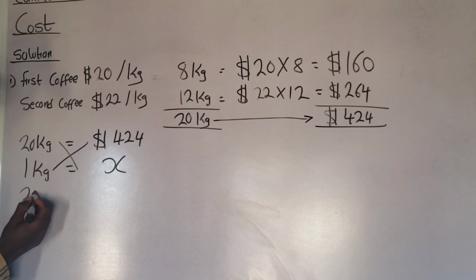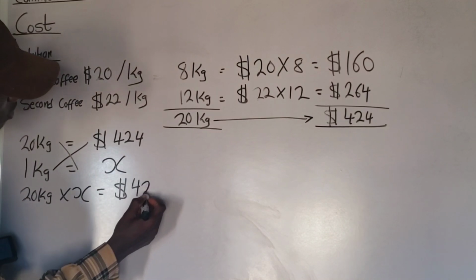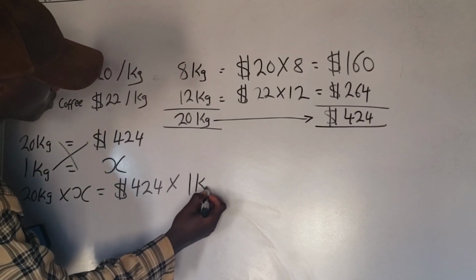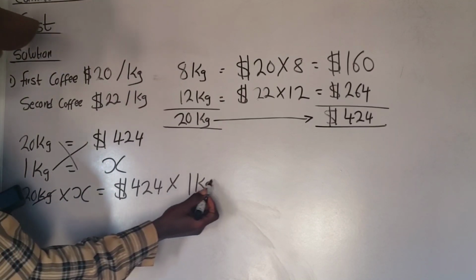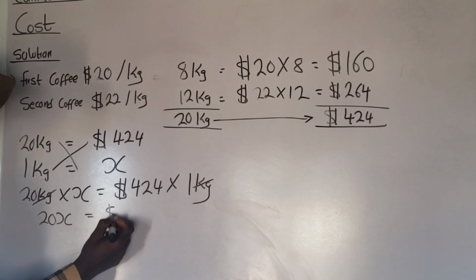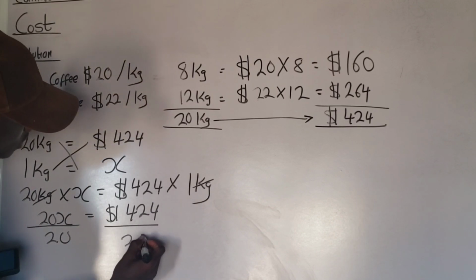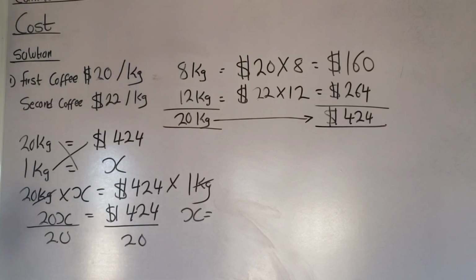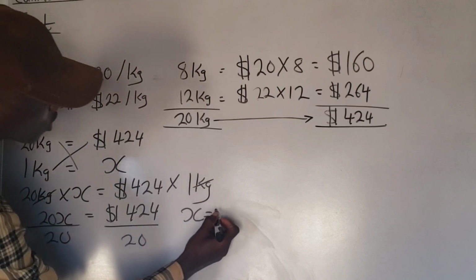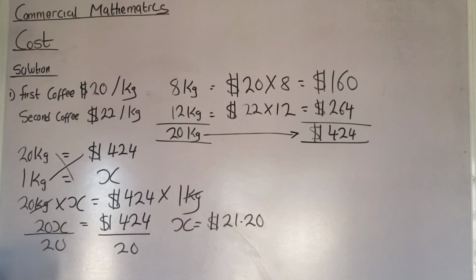We are going to have 20 kg multiplied by x is equal to $424 multiplied by 1 kilogram. We cancel the kilogram, so I'm left with 20x equals $424. Now divide both sides by 20. Then x will be equal to 424 divided by 20. That is 21.20. So x is equal to $21.20. This implies that the cost of the mixture per kilogram is what?